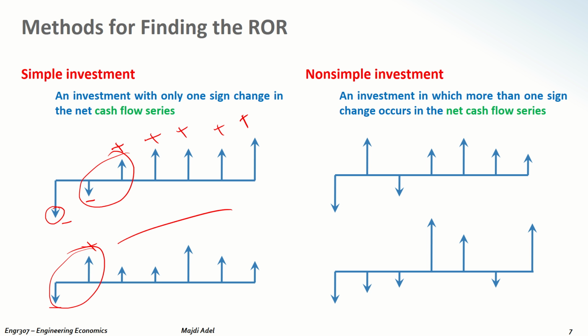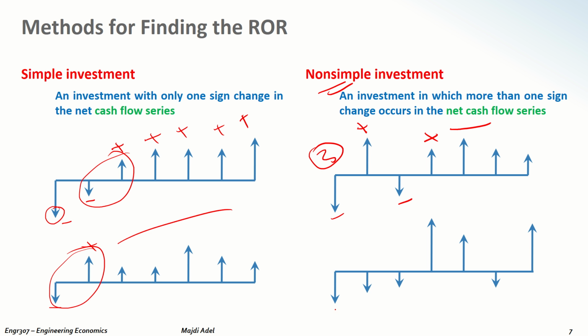Non-simple investment, on the other hand, starts negative and the cash flow changes its sign multiple times. The cash flow starts negative and its sign changes several times during the project life. So this project starts negative, becomes positive. This is one sign change, back to negative, a second sign change, back to positive, and remains positive. So it changes its sign 3 times. So this is a non-simple investment.